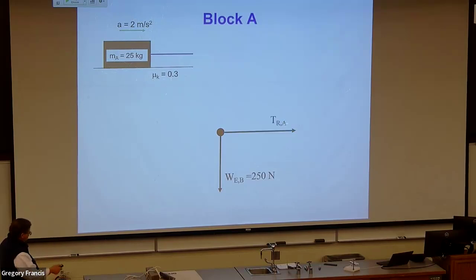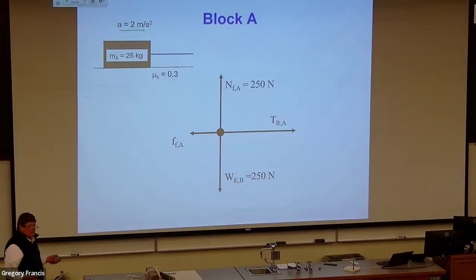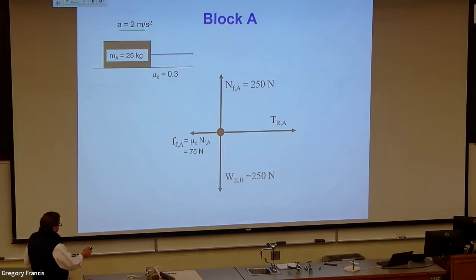I have the tension by the rope. I have the normal by the floor, and that's going to be 250 because there's no acceleration up or down. And I have this friction force. But it's the easy kind of friction, the kinetic friction. And it follows this formula, 0.3 times 250. And that gives me 75. That's why that's the correct answer.